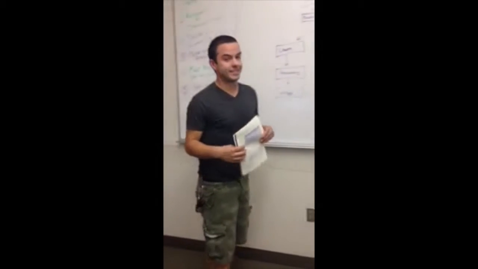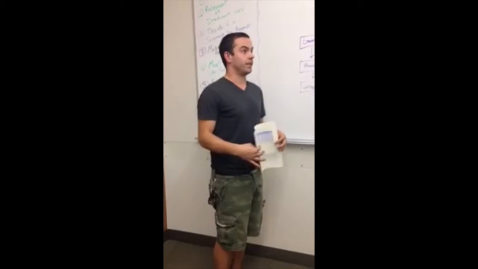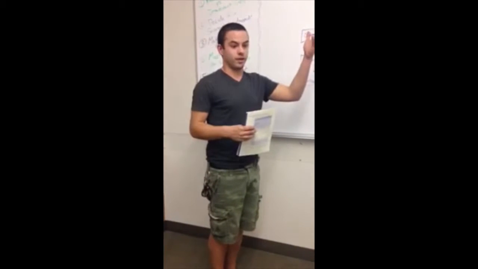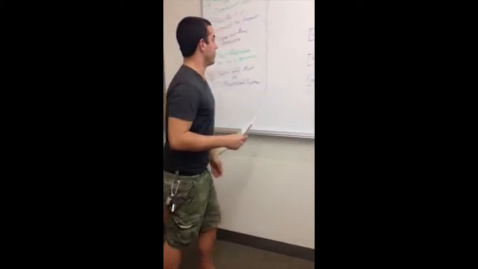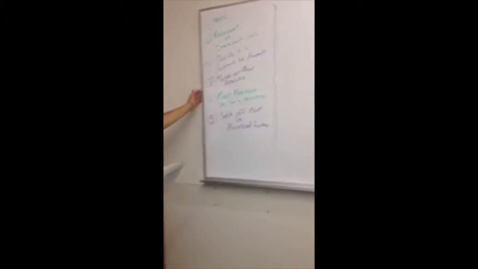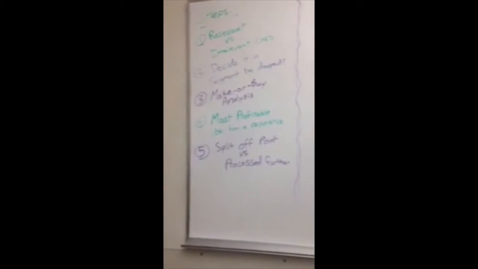I'm Matt, and we are doing Chapter 10 on the key decision-making processes that businesses must go through when they decide whether they want to make a product, sell a product, or buy a product in their whole process. So these are the 5 main steps that you must do as a business.